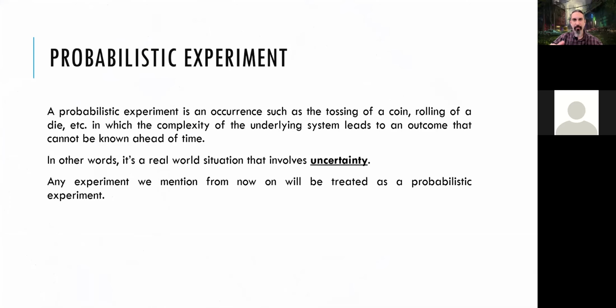It has to be unknown. The outcome should be unknown. We should not be able to know it beforehand. We may guess it successfully, of course, but knowing it just removes uncertainty. So as long as there's uncertainty, we can talk about a probabilistic experiment. So any experiment we are talking about in this class is a probabilistic experiment.